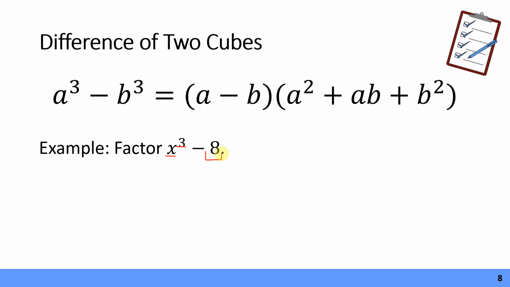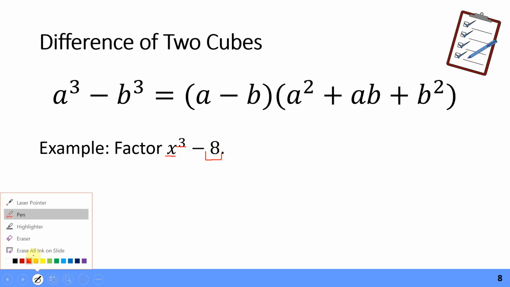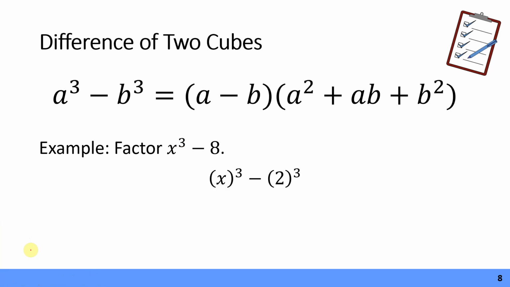Now ask yourself, is 8 a perfect cube? Is there a number that when I raise it to the third power gives me 8? The answer to that is yes. X cubed minus 8 can be rewritten as x to the third power minus 2 to the third power, because 2 times 2 times 2 is actually 8. So look at that. That was pretty cool. This polynomial here is the difference of two cubes.